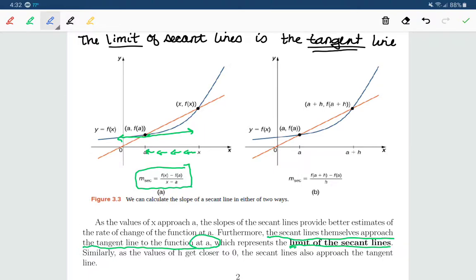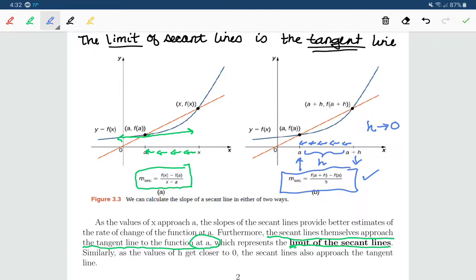And it works also if you're using this definition with a plus h. In this case, you pick some a, and then you pick some distance away from it, h. So the next point is a plus h. Now, as you move this point closer and closer to a, really what's happening is that h is getting smaller and h is going to 0. And so that's how this definition comes about.